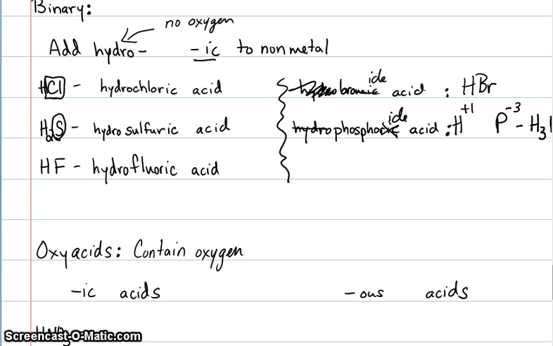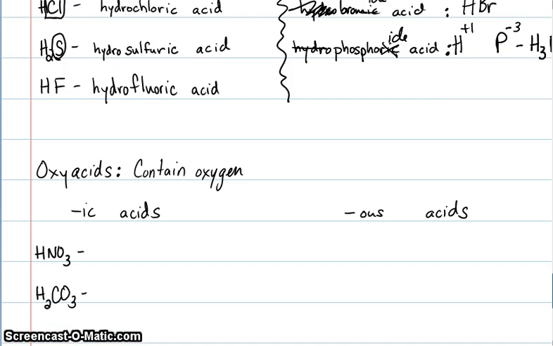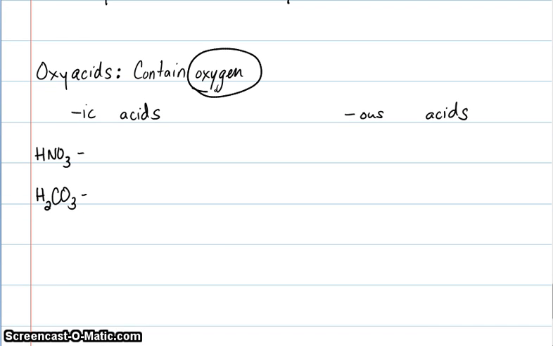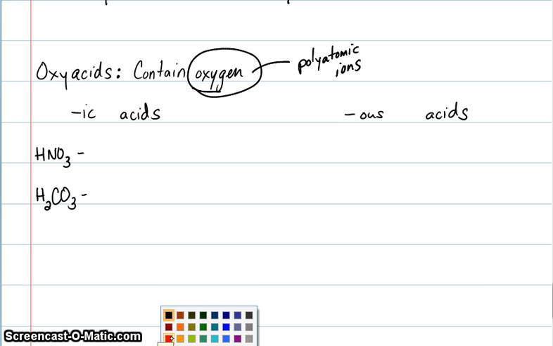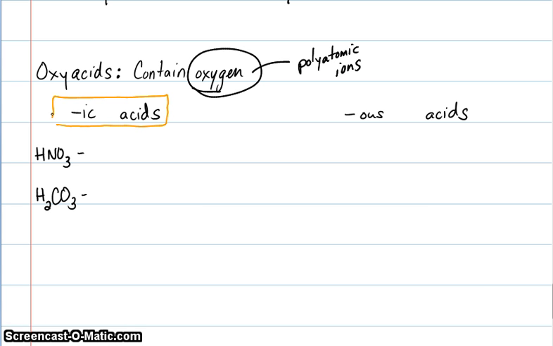It's easy. Now, what about oxyacids? Oxyacids, obviously, are going to contain oxygen in them. And these are pretty much always going to be related to polyatomic ions. The ones up top we don't deal with polyatomic ions much. So, we're going to break our oxyacids up into two more categories: ic acids and us acids.